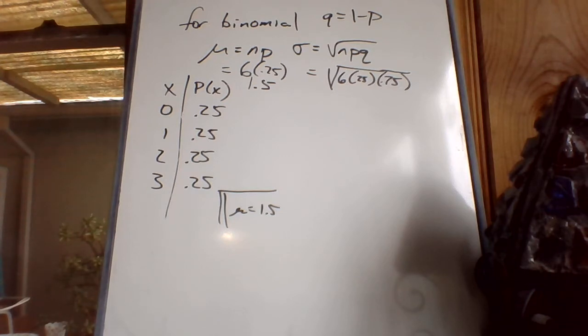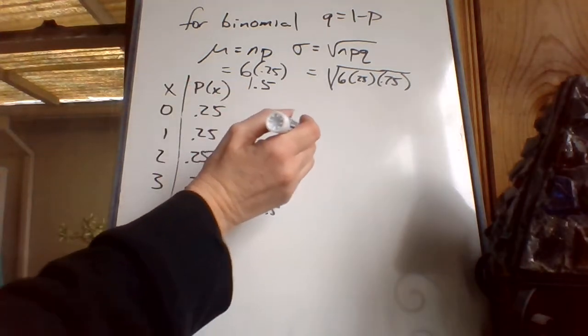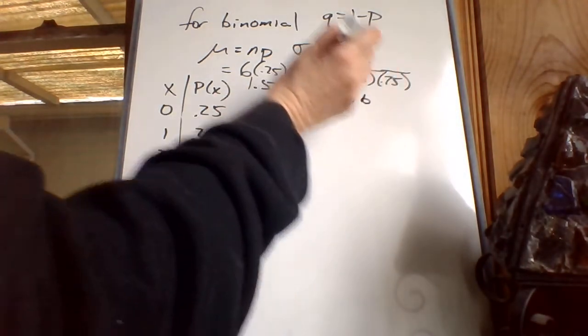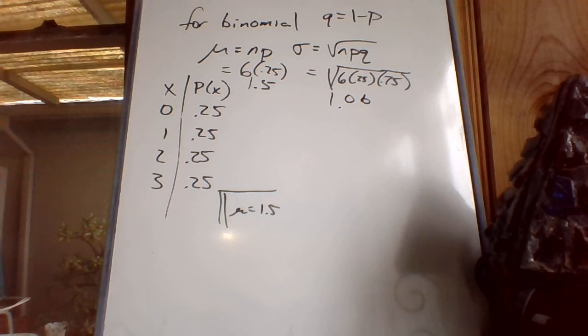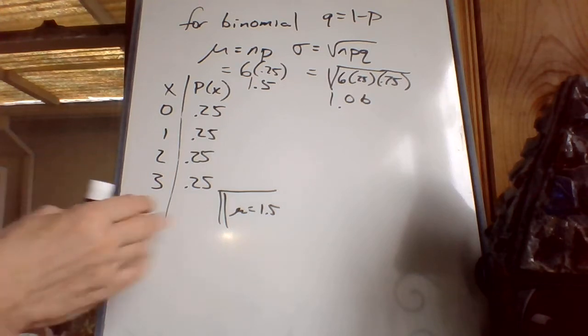All right. So then I go 6 times 0.25 times 0.75. Okay, 1.125. And then I take the square root of that, and I get 1.06. Which is a little further off than that one was, but then we had all sorts of rounding errors all through that.